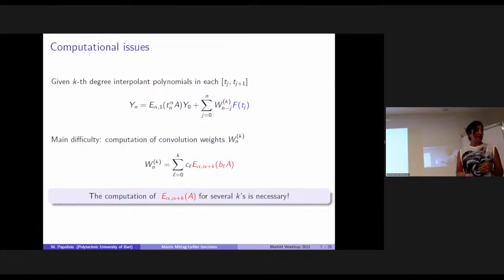And okay, you may appreciate here that we actually need to compute several matrix functions, these Mittag-Leffler functions with parameters alpha, and the second parameter alpha plus k that changes, for the same matrix A. And in the approach I am going to describe, we will appreciate that this computation will be reduced and addressed in an effective way.